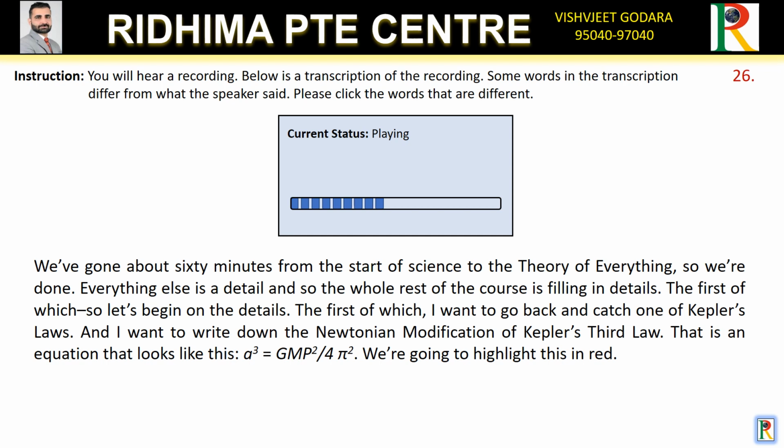The first of which, I want to go back and catch one of Kepler's laws. And I want to write down the Newtonian modification of Kepler's third law. And that is an equation that looks like this. A cubed is equal to GMP squared over 4 pi squared. All right, we're going to circle this in red.